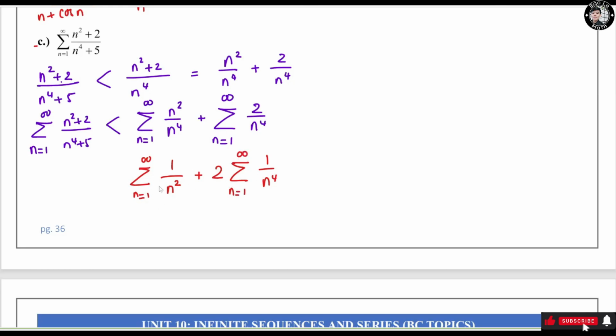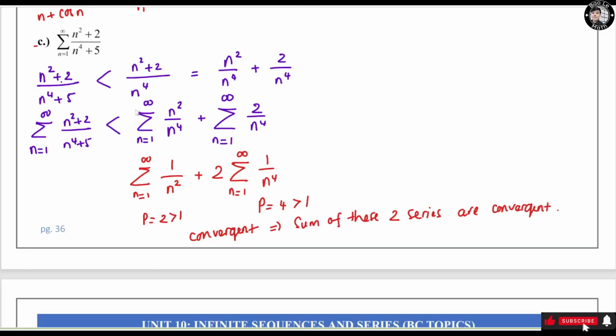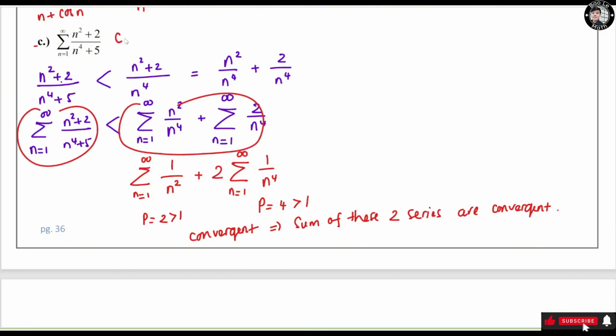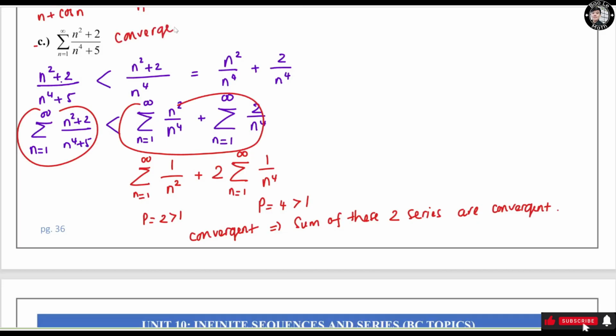Observe that these two right here are p-series, where p equals 2 greater than 1, and this one p equals 4 greater than 1, right? So then these two series are convergent, right? Now since each of these is convergent, the sum must be convergent, right? Now since the larger one converges, the smaller one must converge. So this one converges.